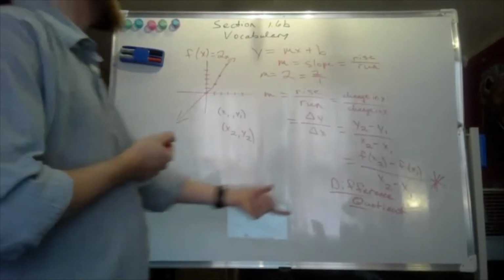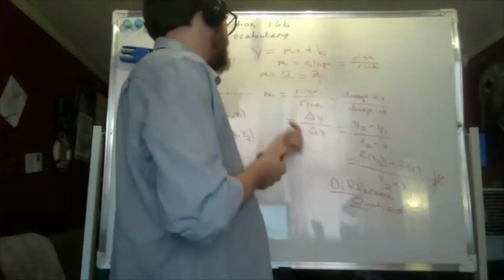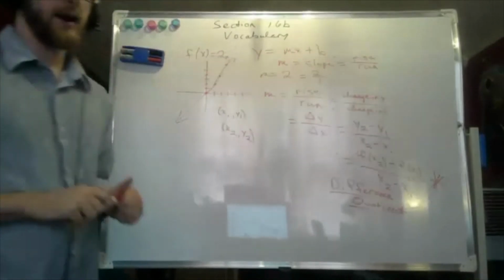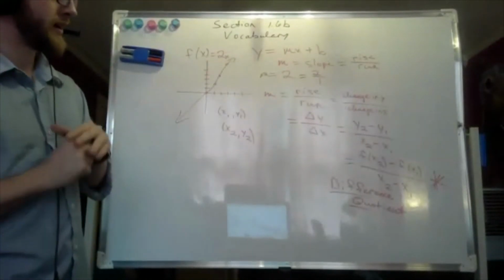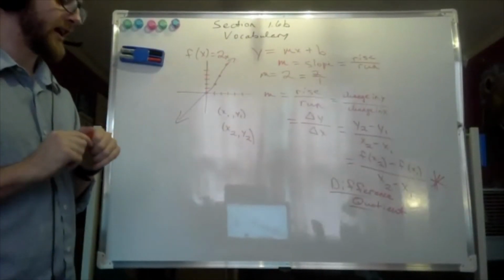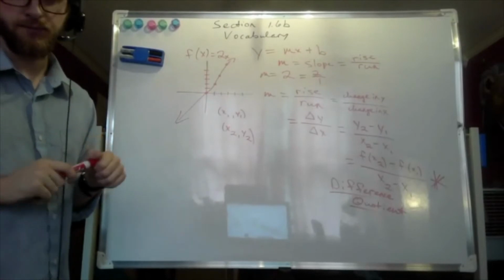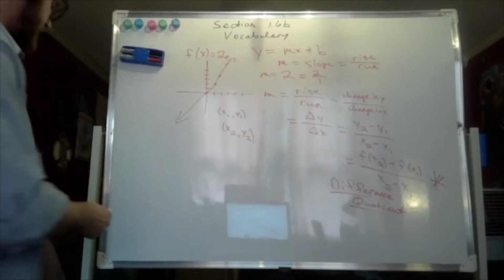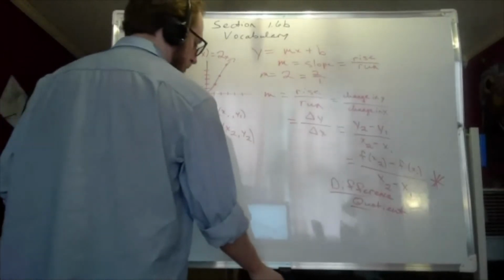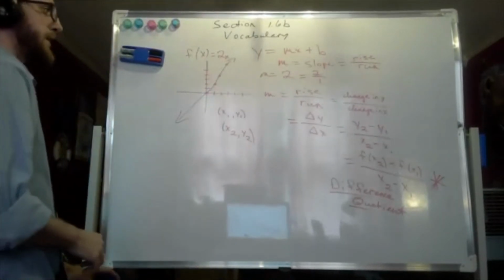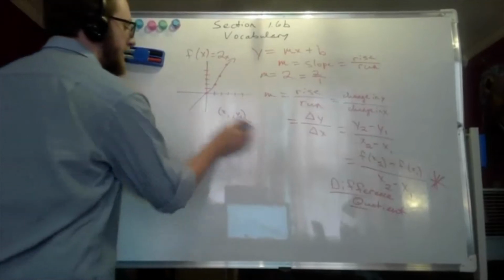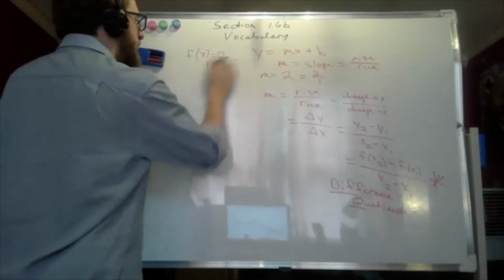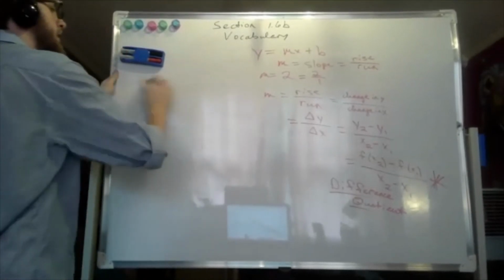And again, the difference quotient is just another representation for slope, and that's going to be very relevant as we get into derivatives later in chapter 3. So, with that being said, that covers our vocabulary for 1.6b. And now I'd like to take a moment to go over a few examples before I finish up this lecture for today.